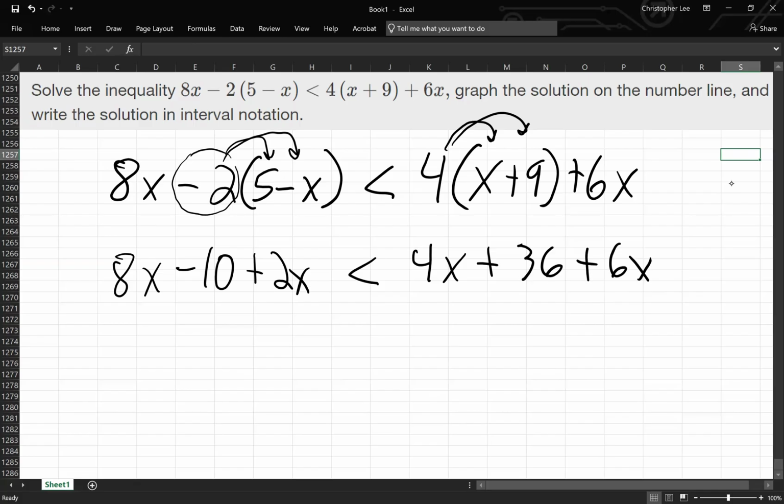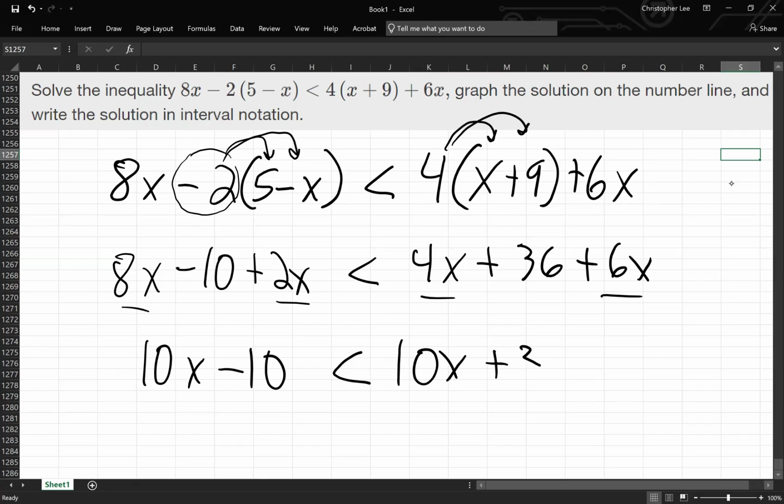Plus 6x. What should I do now? Tell me. Before that, it starts with a C. I need to combine like terms. I like that. Right? So I have 8x and I have 2x here. This is going to become what? 10x minus 10 is less than. I have 4x and I have 6x. That's going to be 10x plus 36.